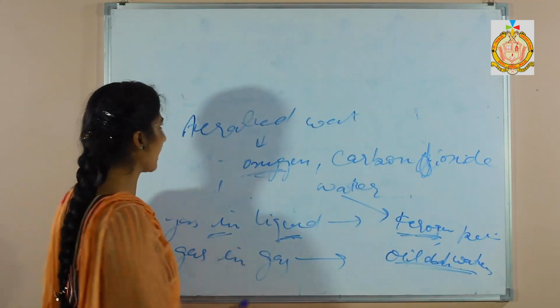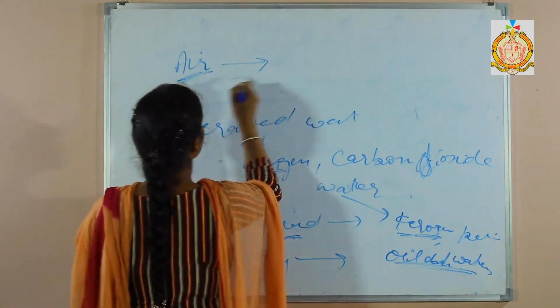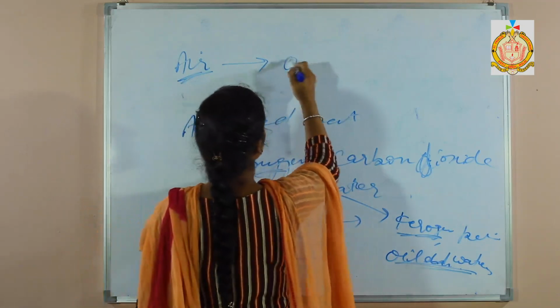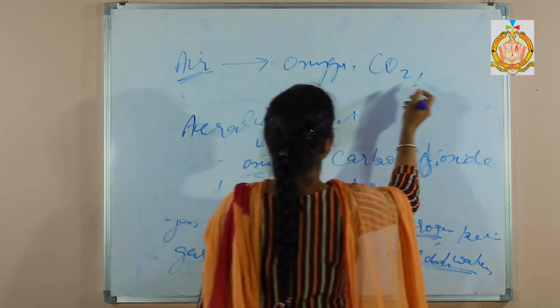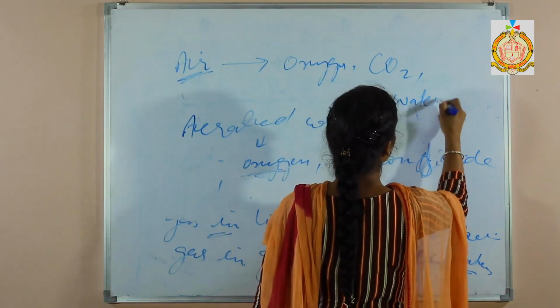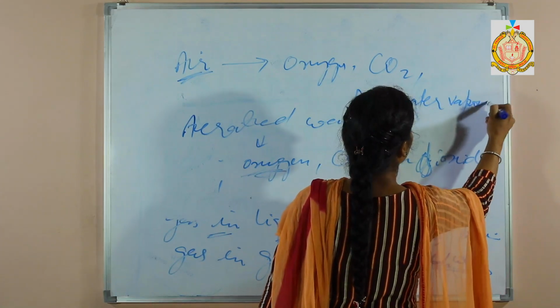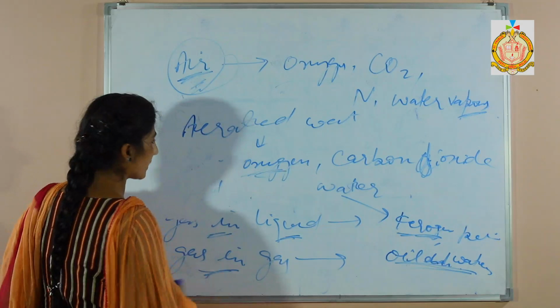Last is gas in gas. Example is air. It is a homogeneous mixture of many gases like oxygen, carbon dioxide, then nitrogen, water vapors. So this is the example of a gas in gas mixture.